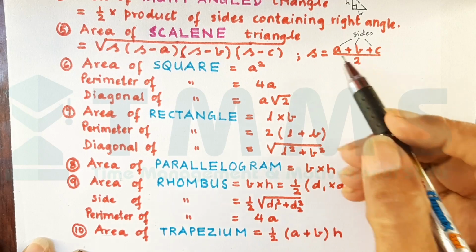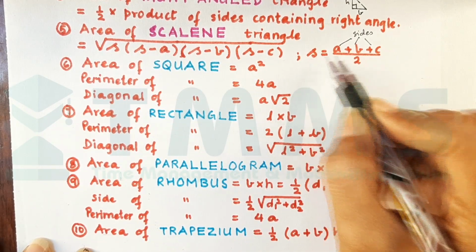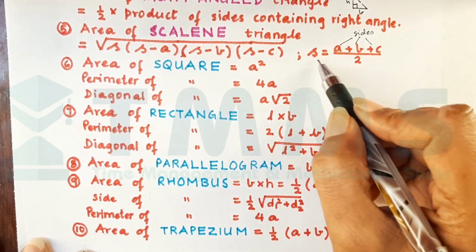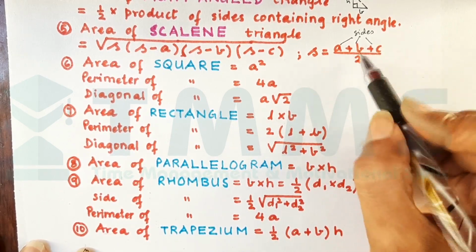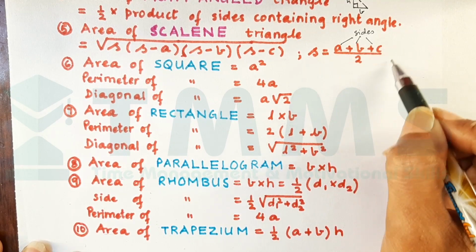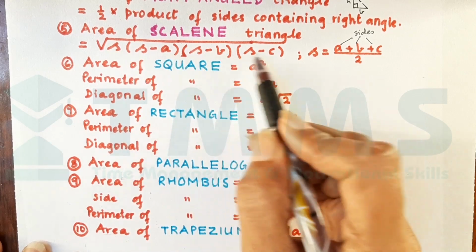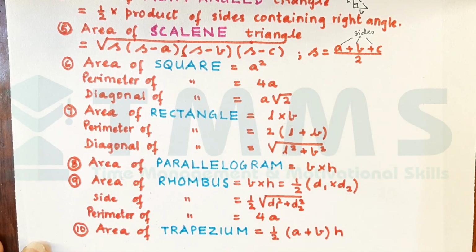Okay. So once again, for a scalene triangle, S is the semi-perimeter. So what is our semi-perimeter? Semi-perimeter is A plus B plus C upon 2, and this value is substituted here as S. What are A, B and C? They are the sides of the triangle.